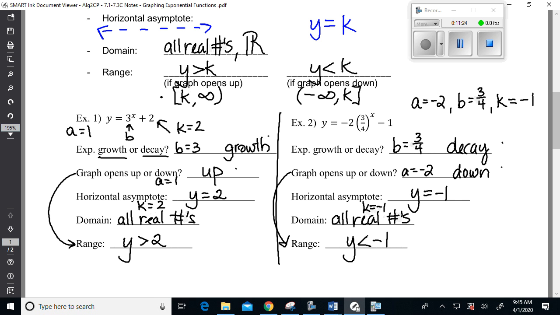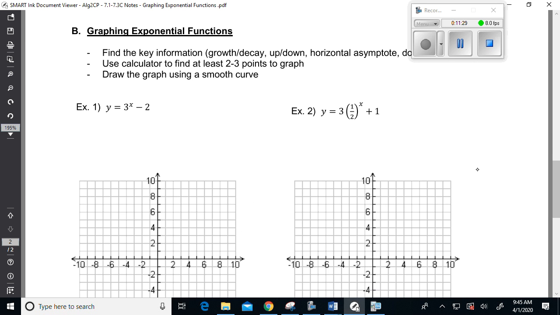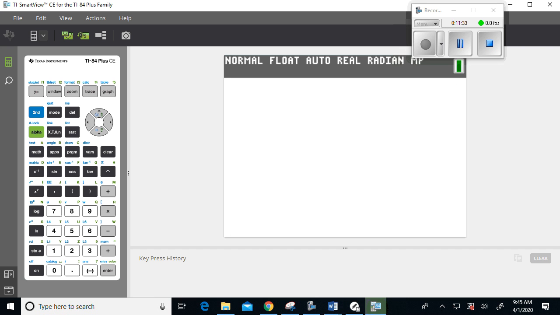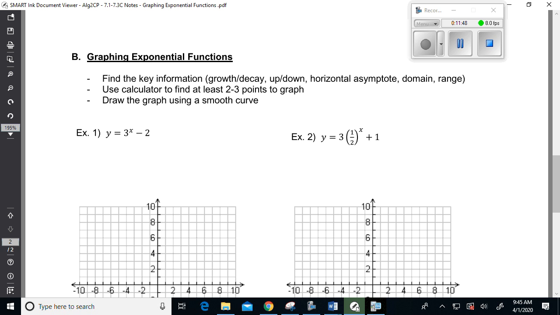So now let's do some graphs. As we prepare to do graphs, make sure you have your calculator with you, as I do. Make sure you clear out anything that may be in the calculator that may stop you from doing it effectively. So let's get to getting.